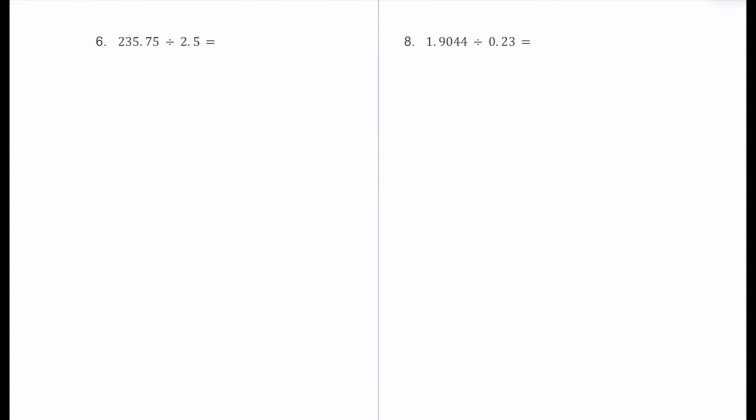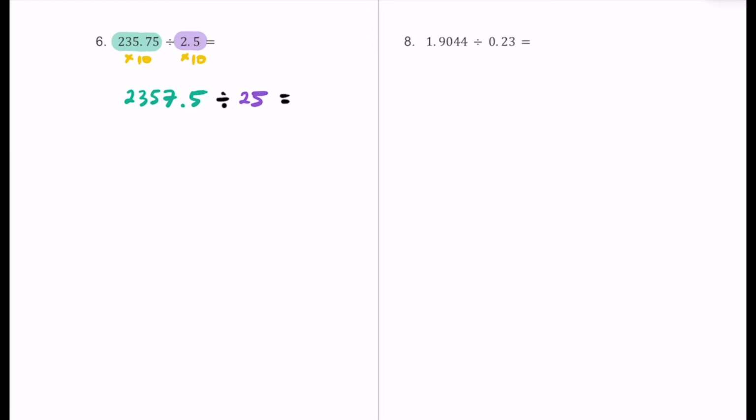Here's number 6. For number 6, we have 235 75/100ths. We're going to divide that by 2 5/10. Now this second number here, our divisor, needs to be a whole number, so we can get that by multiplying it by 10. And so if we multiply both of these values by 10, instead of 235 75/100ths, it's going to be 2,357.5 or 5/10. And divided by, instead of 2 5/10, it's going to be 25.